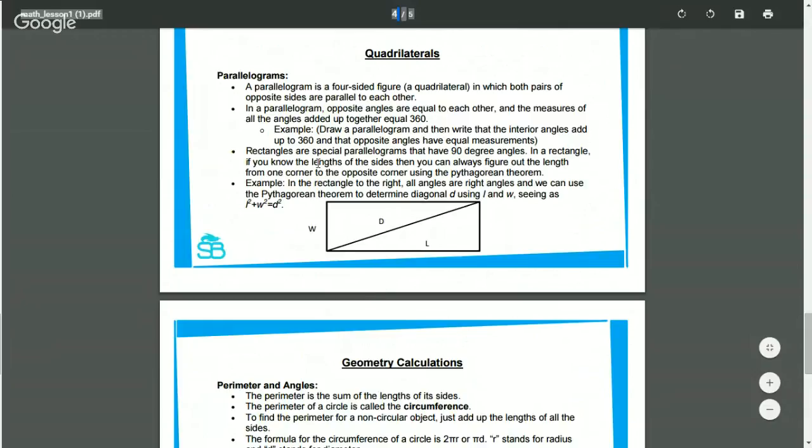But in a rectangle, if you know the lengths of the sides, then you can always figure out the length from one corner to the opposite corner using the Pythagorean theorem. So when you cut this rectangle by the diagonal, you get two triangles, which also is why the formula base times height divided by 2 works. So an example, in a rectangle here, all angles are right angles, and we can use the Pythagorean theorem to determine the diagonal using the length and the width. So since this is the length and width, and we're trying to solve for this, by using the Pythagorean theorem, we get length squared plus width squared equals diagonal squared.